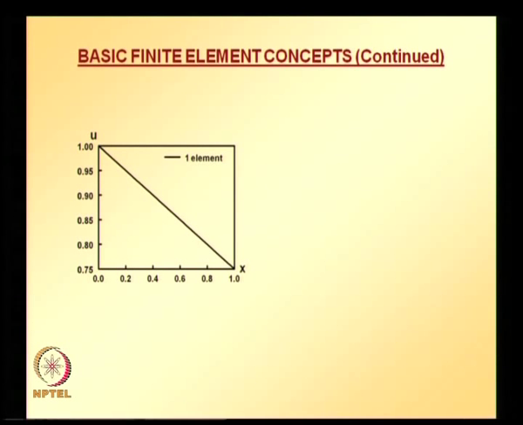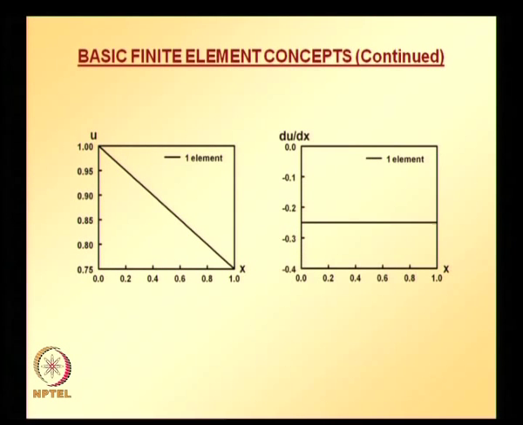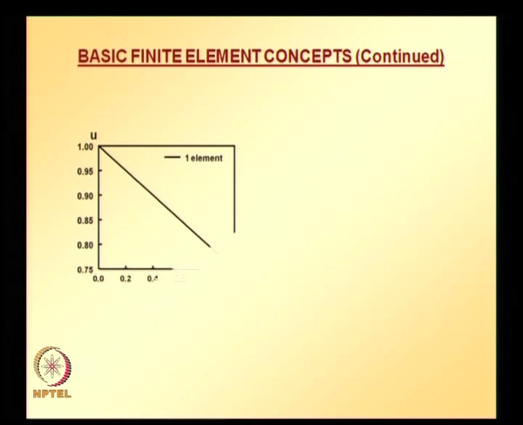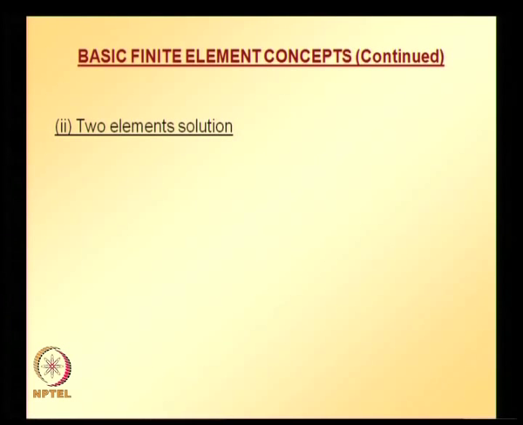And this plot shows the one element solution and derivative, the approximation of the derivative obtained using one element. We don't know whether this one element is good enough or not. So what we can do is increase the number of elements and see whether the solution is converged or not. So, now let us try using the two element solution.